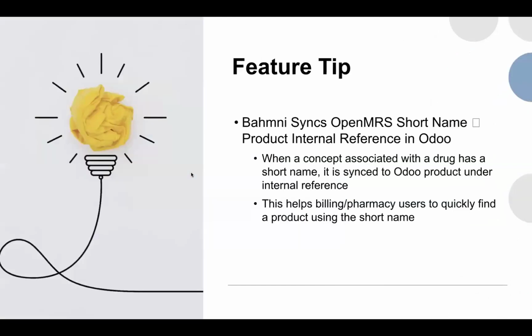Another feature tip that has been very much appreciated by the billing team and the pharmacy team is that we have a sync which syncs the OpenMRS short name. When a concept for a drug is associated with a short name, it is synced to Odoo as an internal reference. And this helps the billing and the pharmacy team to quickly identify the drug using the short name. As an example, for paracetamol 500 mg, for the concept they have added the short name as PCM. So now in Odoo, they don't need to type paracetamol. Instead, they can type PCM and it would automatically fetch it from the product list.